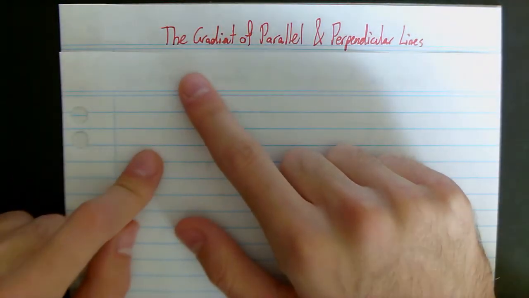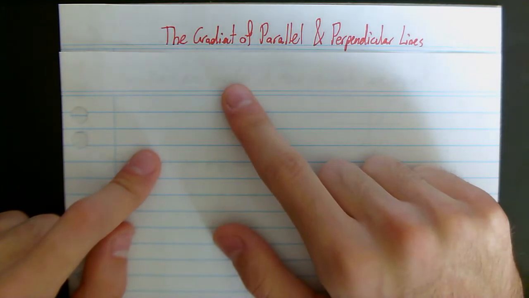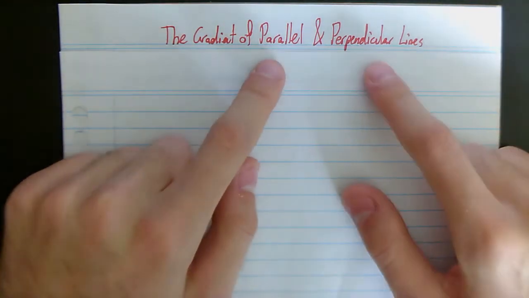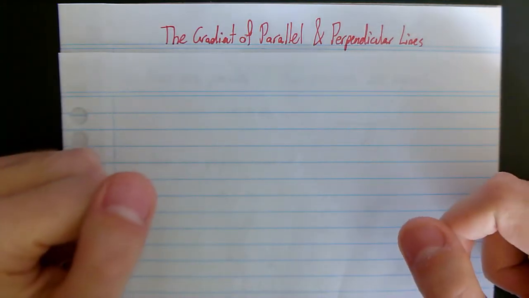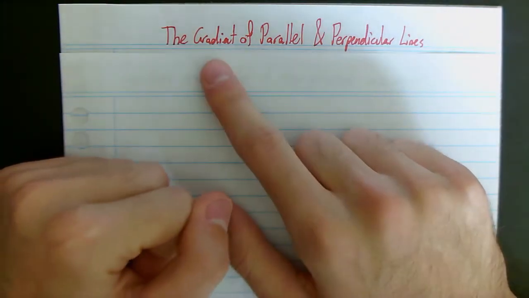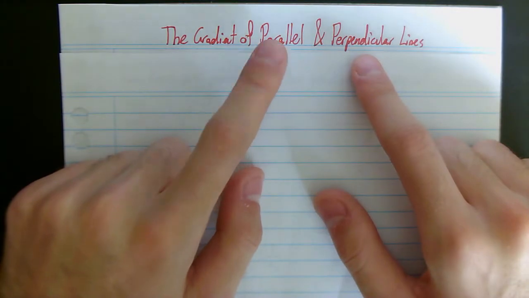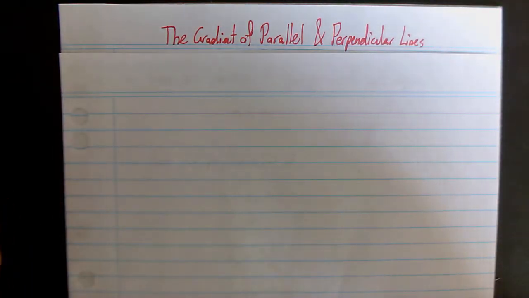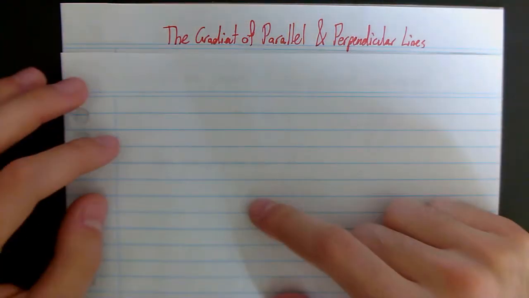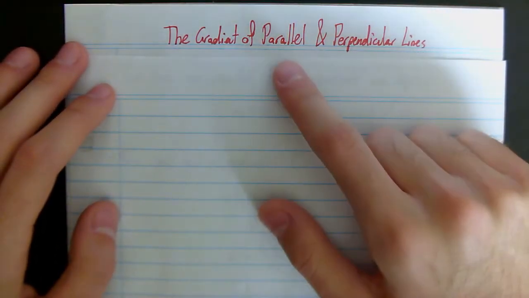Today we're going to be looking at the gradient of parallel and perpendicular lines, okay? So hopefully you should know what parallel and perpendicular lines are, and in this lesson I'm just going to be relating them to their gradient. Although it's alright if you don't know what parallel and perpendicular lines are, I will still briefly run through what they are and what they basically mean. So first off, we're going to be looking at parallel lines.